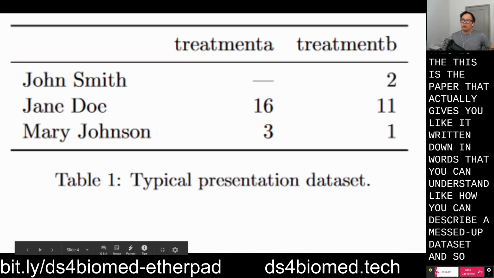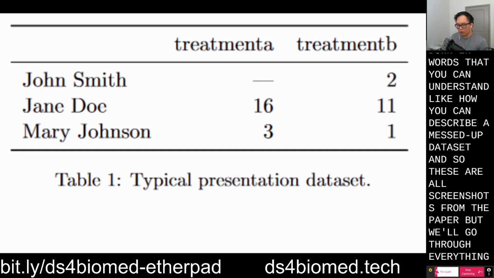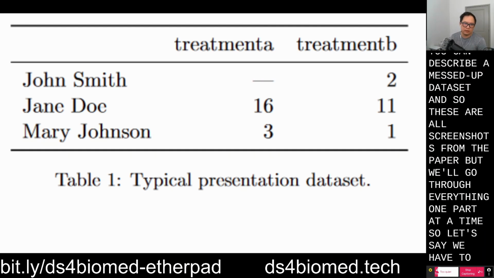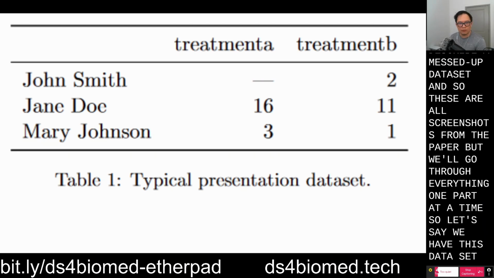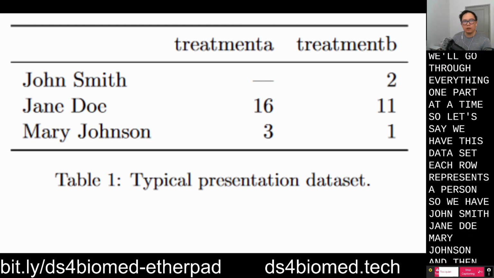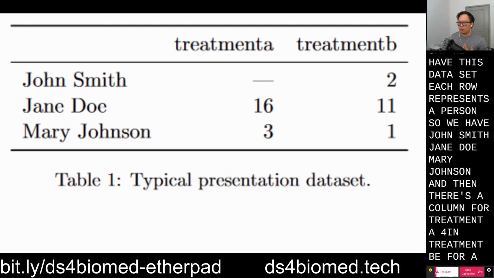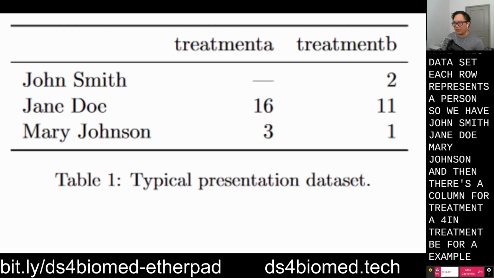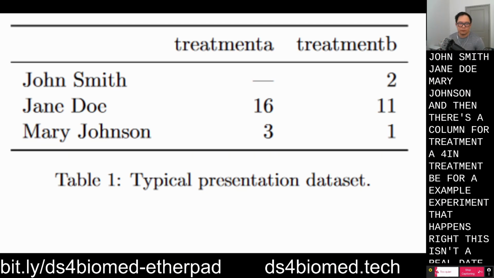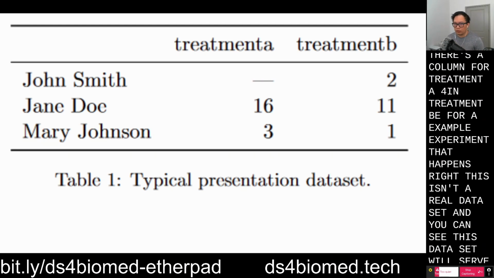And so these are all screenshots from the paper, but we'll go through everything one part at a time. So let's say we have this data set. Each row represents a person. So we have John Smith, Jane Doe, Mary Johnson. And then there's a column for treatment A and treatment B for an example experiment that happens, right? This isn't a real data set. And you can see this data set will serve a purpose.